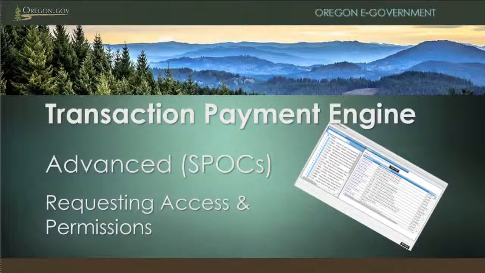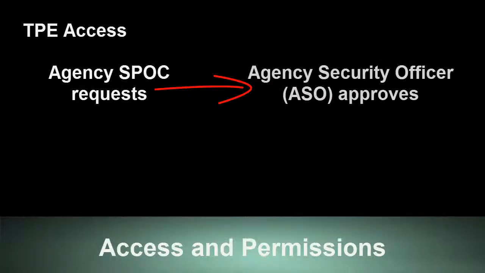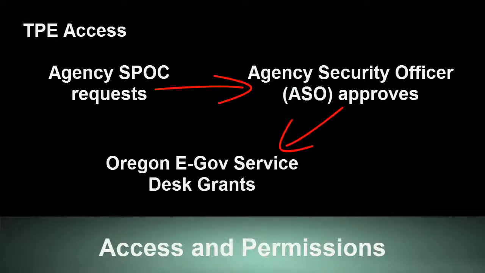TPE access is granted by the Oregon E-Government Service Desk for State of Oregon e-commerce records and reporting. Requests for access must be made by the single point of contact, or SPOC, or the agency security officer, and have the handwritten signature of the agency security officer on the request form.